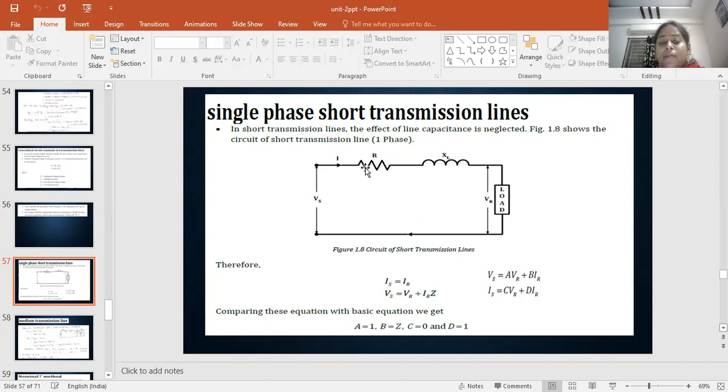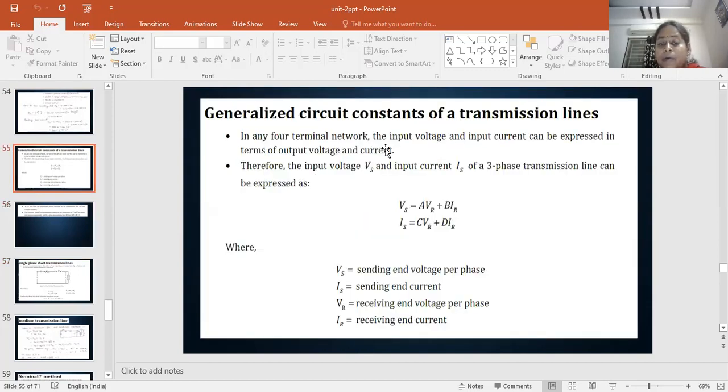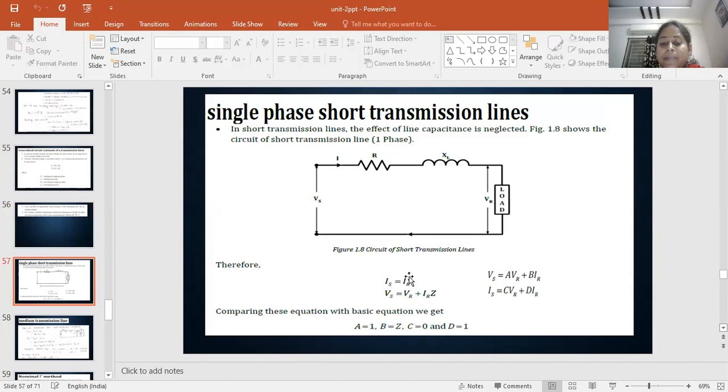The condition is the input voltage and input current can be expressed in the form of output voltage and current. So we can represent the IR into Z. Okay, this is the drop. I into Z is the drop. And here Vs equal to VR plus IR into Z. And one more condition is there, Is equal to IR. These are the two equations for the sending end voltage and sending end current.